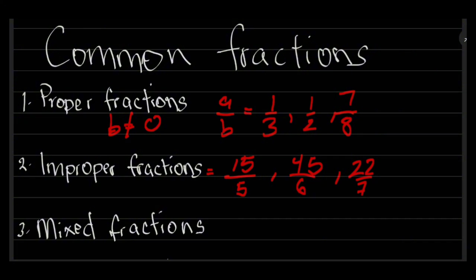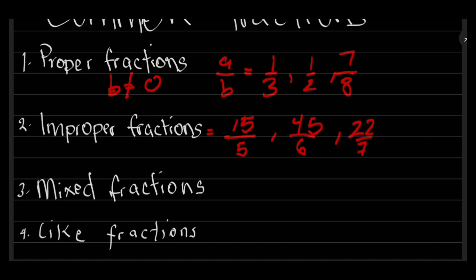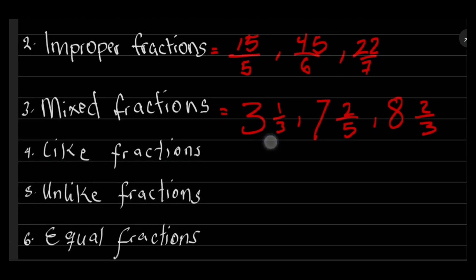Then we also have mixed fractions. Mixed fractions, or what is sometimes referred to as mixed numbers, are whole numbers written alongside fractions. So we have examples like 3 whole number 1 over 3, 7 whole number 2 over 5, 8 whole number 2 over 3, so on and so forth. But usually all improper fractions are mixed fractions, and all mixed fractions are improper fractions. We'll look at their relations later on.